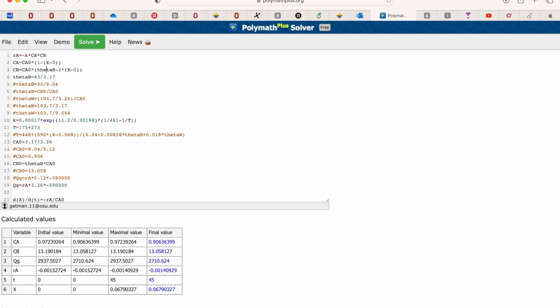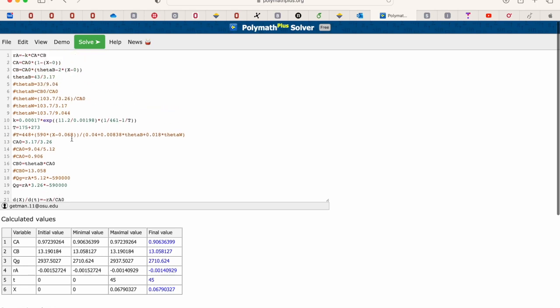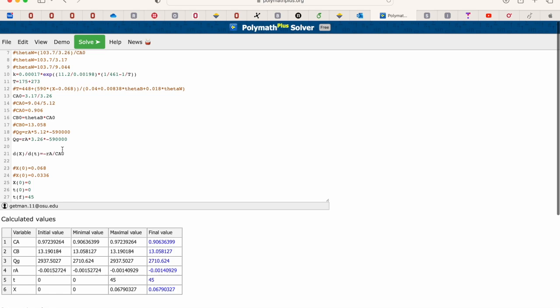Then I have my concentration equations. You'll notice here I have x minus 0 instead of just x. I'll tell you why in a moment. I have my theta b here. Later I'm going to pull in a theta w, but I don't need that right now. Ca naught, and my expression for my Q generated. Now I have my mole balance here and my initial condition. So this should give me the conversion and heat generated after 45 minutes of isothermal operation.